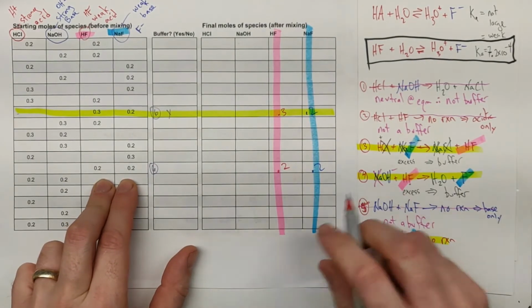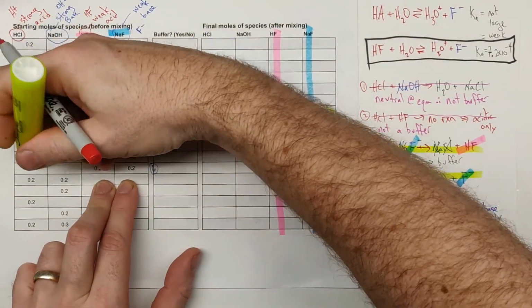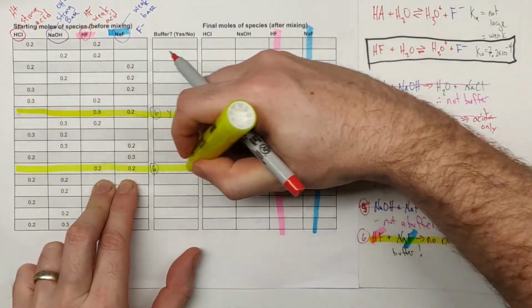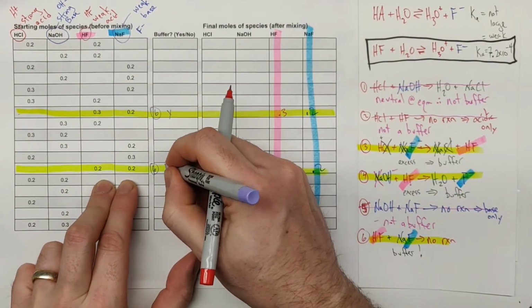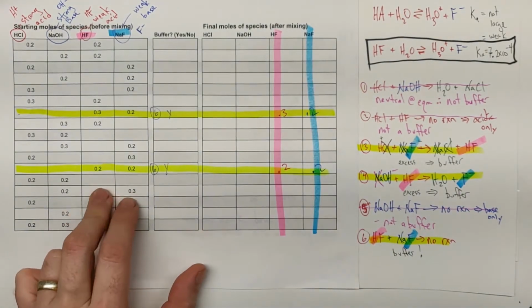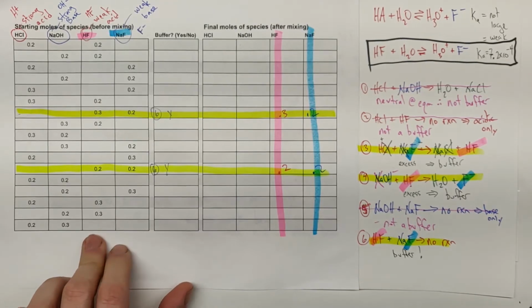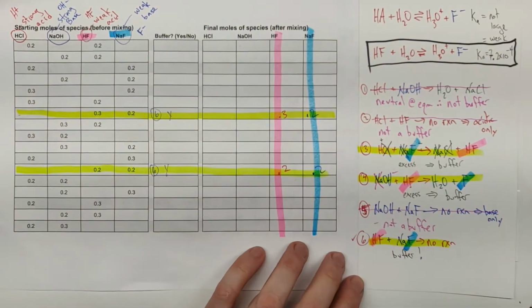All right, so we do have a buffer there based on our number 6 option. And that's a yes. Yes, we do have a buffer. No, nope, nope, nope, and nope. All right, so we've checked off every possibility of that.